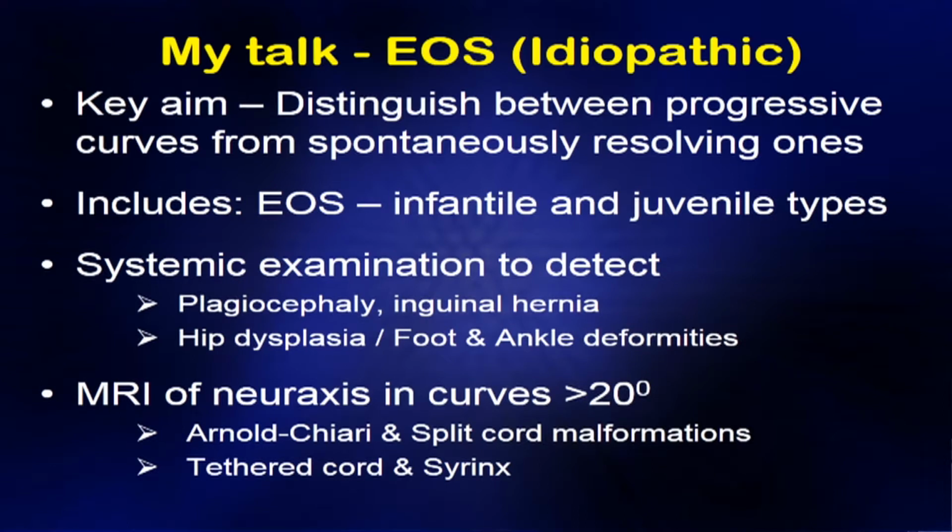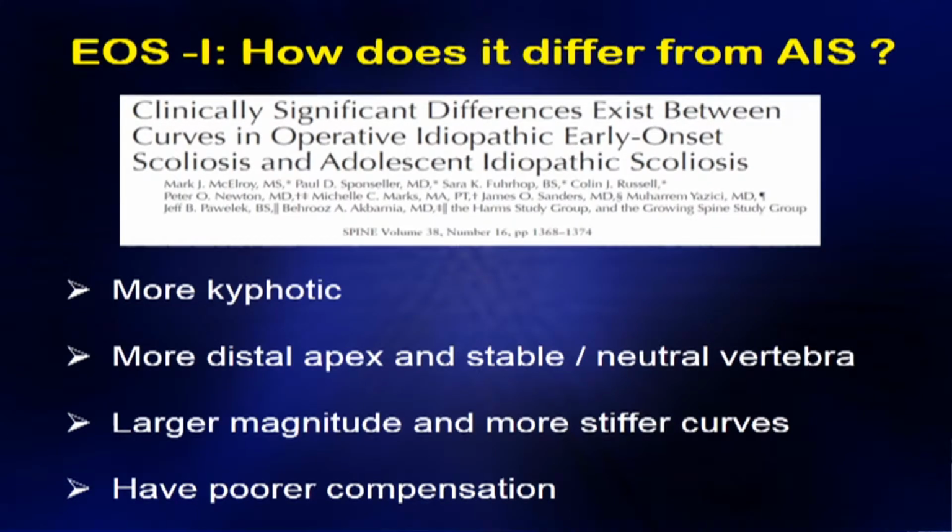So the key aim is to distinguish between progressive curves and spontaneously resolving ones, which includes both the infantile and juvenile types, with a systemic examination to detect plagiocephaly, inguinal hernia, hip dysplasia, foot and ankle deformities. And certainly it's important to do an MRI scan in these patients because a large percentage of them have intraspinal abnormalities, including Chiari and split cord malformations, as well as tethered cords and syrinx. The importance of this being that these may need to be addressed before we address the spinal deformity itself.